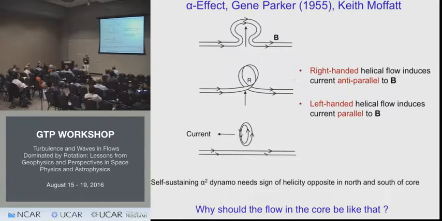If the helicity is positive, so that the streamline has a right-handed twist, then you get current which is anti-parallel to the background field. And if the helicity is negative, so it's a left-handed spiral, you get current which is in the opposite direction, parallel to the background magnetic field. This asymmetry, depending on the helicity, turns out to be very important for these sort of dynamos.